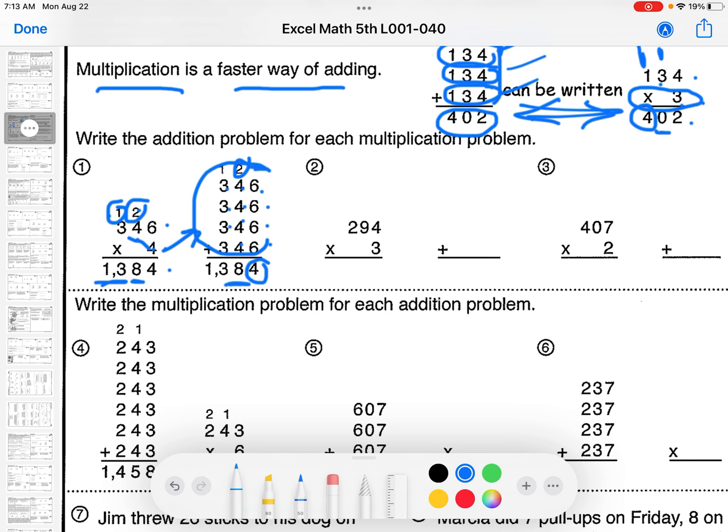3 plus 3 plus 3 plus 3 is 9. Add the 1 from the 18, and you get, that's 12. 3, 6, 9, 12. Plus 1 is 13. 1,384 comes out to be the same. All right, why don't you try number 2?